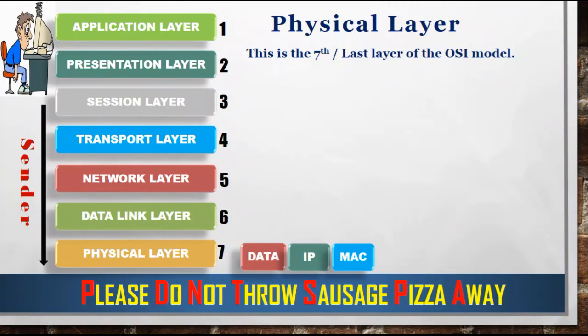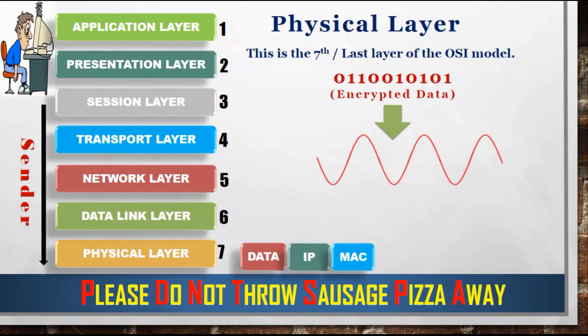On the sending computer, this layer converts the digital signals, which are a sequence of 0s and 1s received from the data link layer, into analog signals and loads them onto the physical media. On the receiving computer, it picks up analog signals from the media, converts them into digital signals, and transfers them to the data link layer for further processing.